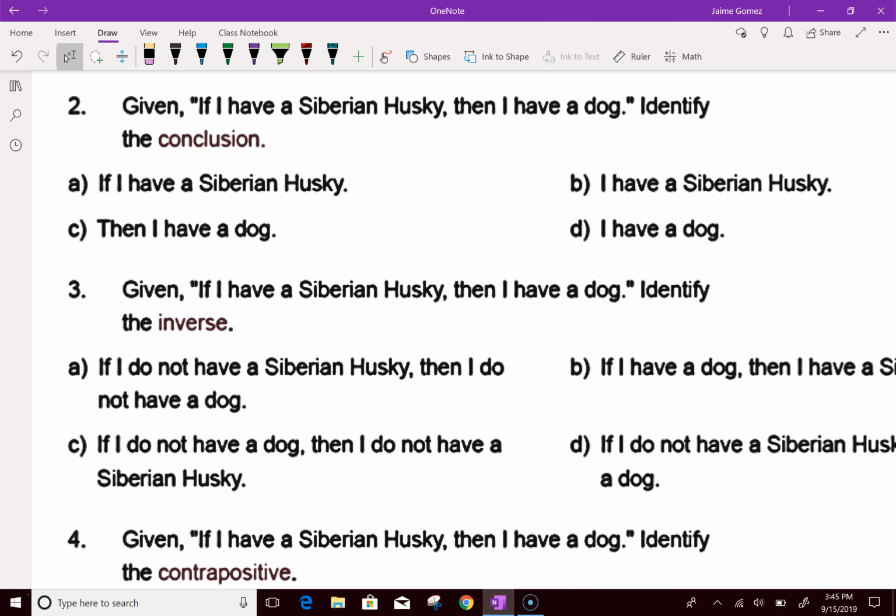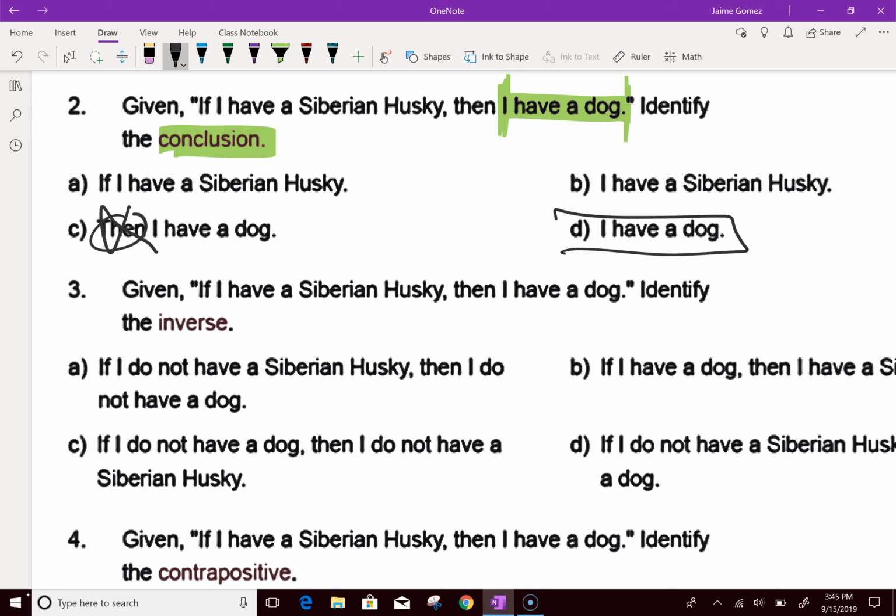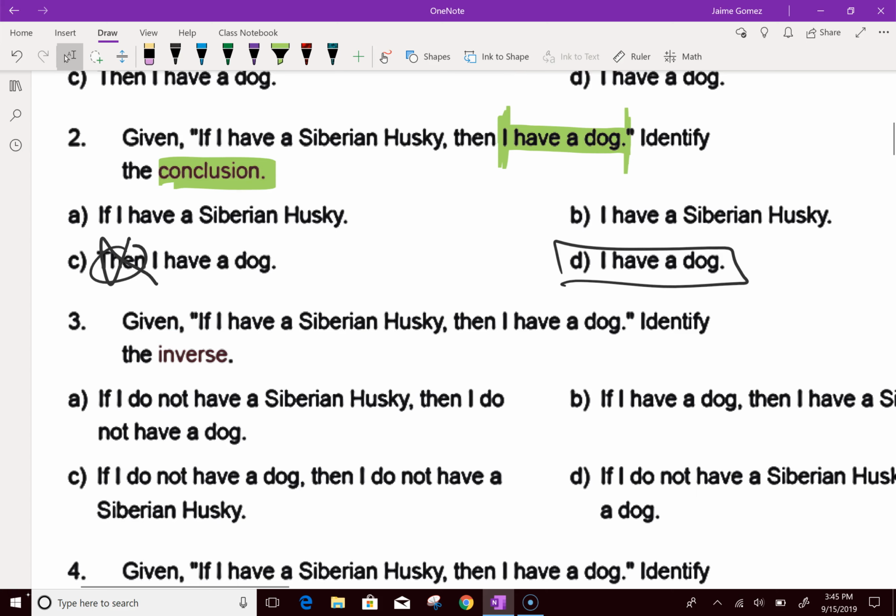Number 2. It's the same thing. If I have a Siberian Husky, then I have a dog. We want the conclusion now. The conclusion is after the word then, all the way to the end of the sentence. Do not include the word then. That makes it wrong. You only want I have a dog here, so it would be letter D. Alright, that is the conclusion.